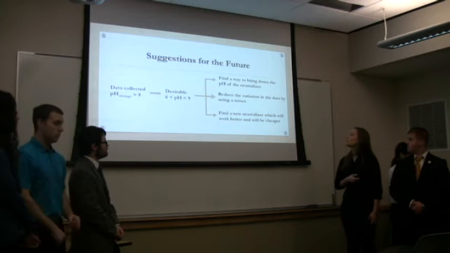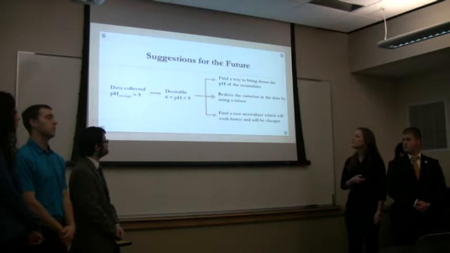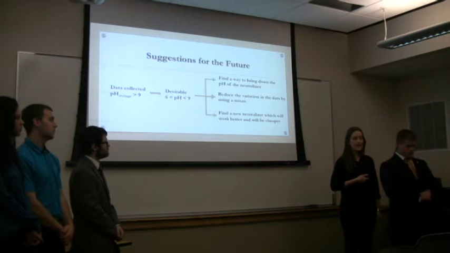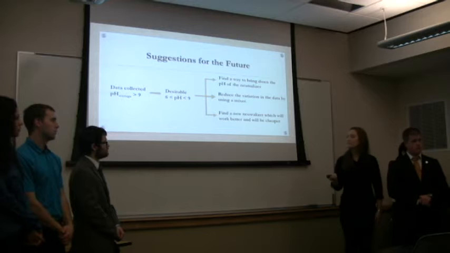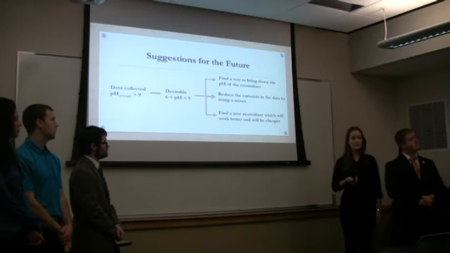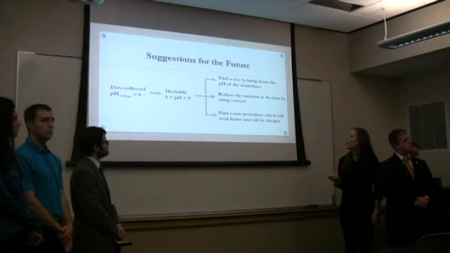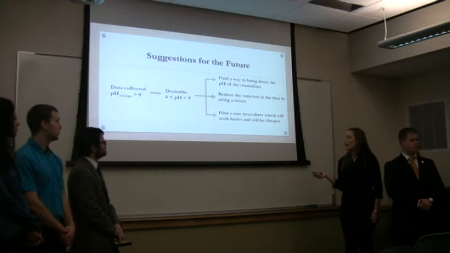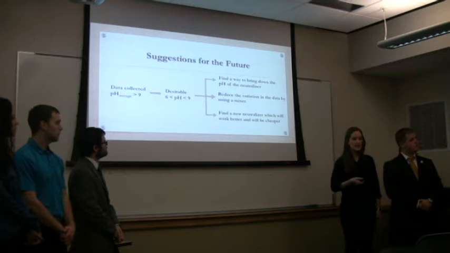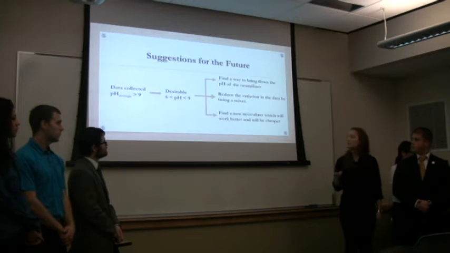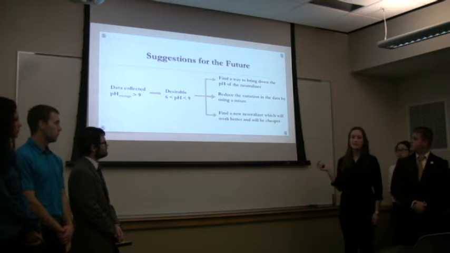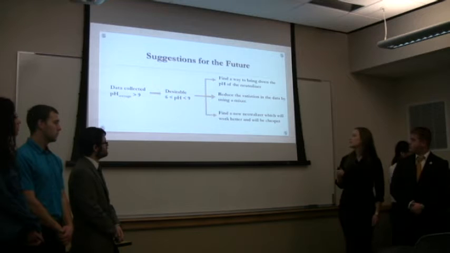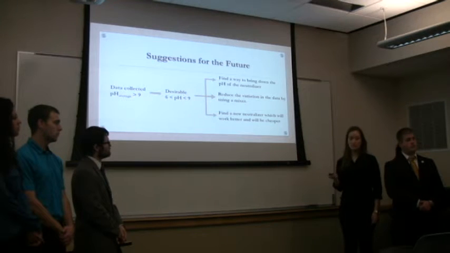First, we can find a way to bring down the pH of the neutralizer. We can add something such as acid to the neutralizer to bring down its pH. Second, we can reduce the variation in the data by using a mixer. Our pH variation is large, so we can try to reduce it by using a mixer. Third, we can find a new neutralizer which will work better and be cheaper.